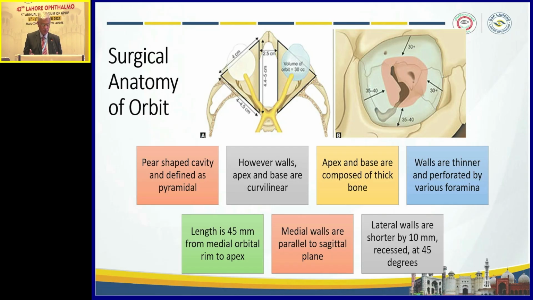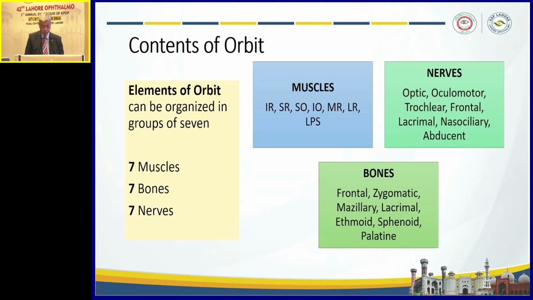So just a brief overview of the surgical anatomy of the orbit. We all know it is a pear-shaped cavity. The apex and base are composed of thick bones, and the walls are thinner and perforated by various foramina. The length of the orbit is 45 millimeters from the medial orbital rim to the apex. The medial walls are parallel to the sagittal plane, and the lateral walls are shorter by 10 millimeters, recessed at 45 degrees.